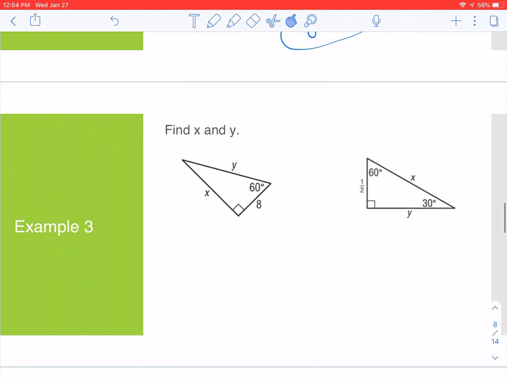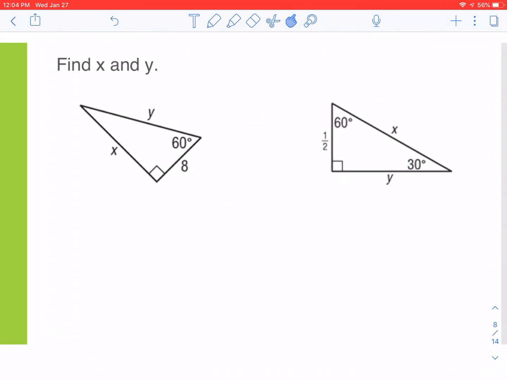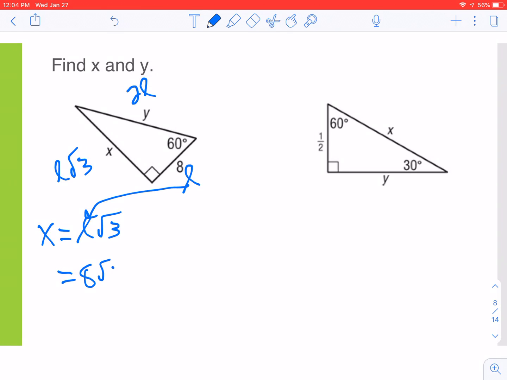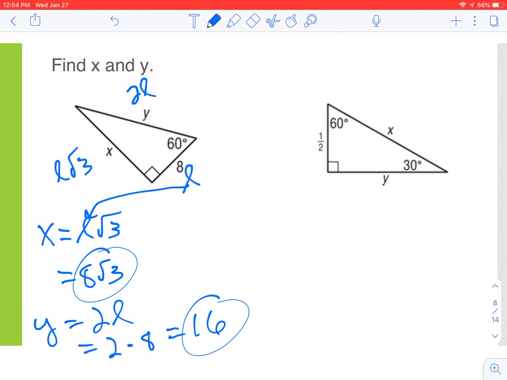Okay, let's take another example here. Let's label our picture. Hypotenuse is going to be 2L. This will be L. And this will be L root 3. Okay, so if I want to find X, X equals L root 3, I take my L, which is 8, and plug it in. I get 8 root 3. Y equals 2L. 2 times 8 equals 16. Those are my two answers.